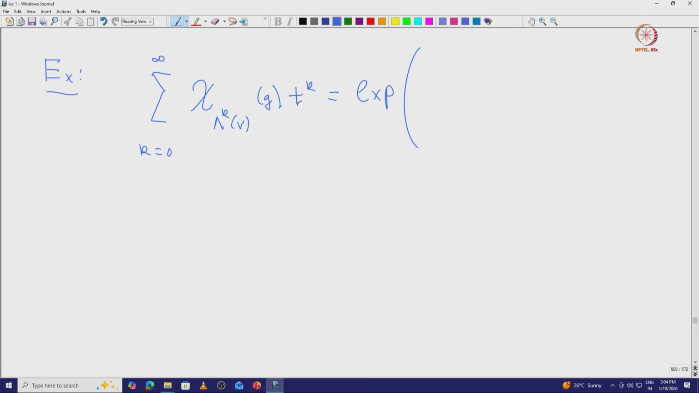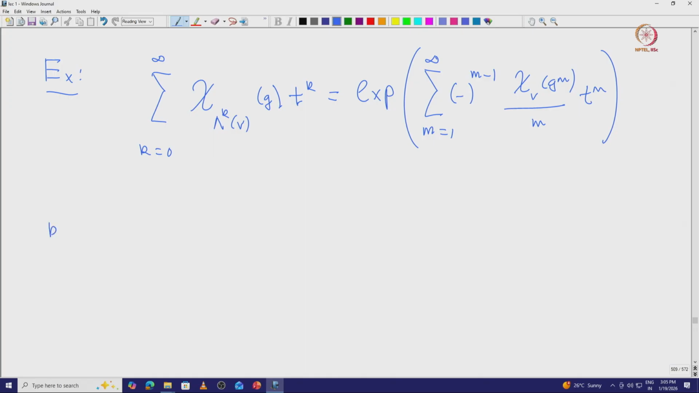So, this is the exponential summation, m ranging from 1 to infinity, of (-1)^(m-1) chi_V(g^m) divided by m, times t^m. So, this is what we get for any exterior product. So, this identity is true.